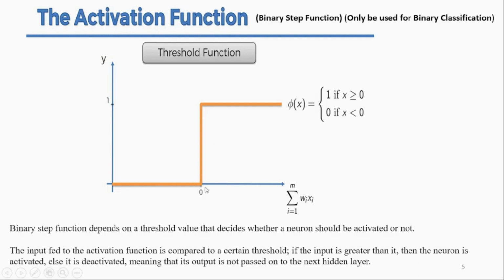Here in this case, the threshold value is defined as 0. If the input value is greater than 0, then the activation function is activated, the neuron is activated, and it gives me the output of 1. Else, if the input value is less than 0, then it gives me a 0. So for threshold functions, the threshold value is defined as 0. This is the very basic activation function. Binary step functions, sometimes called threshold functions, are used for binary classification. We cannot use this activation function for multi-class classification because it gives only two outputs, 0 or 1.